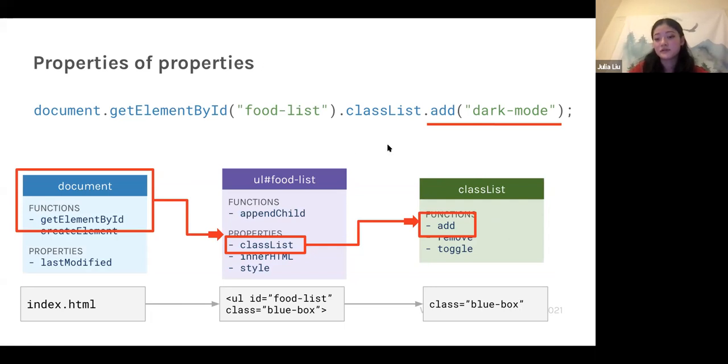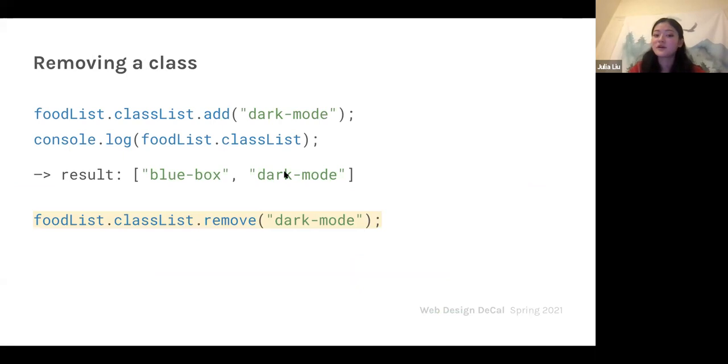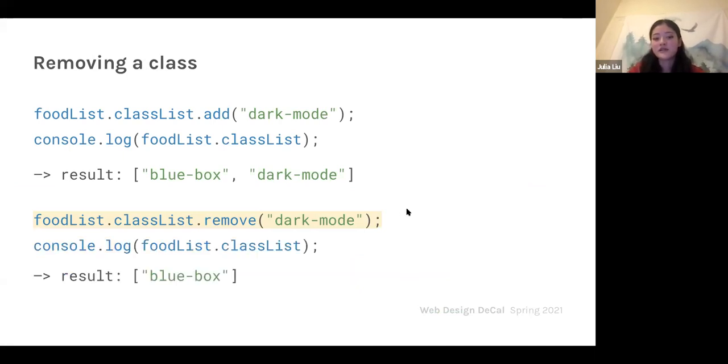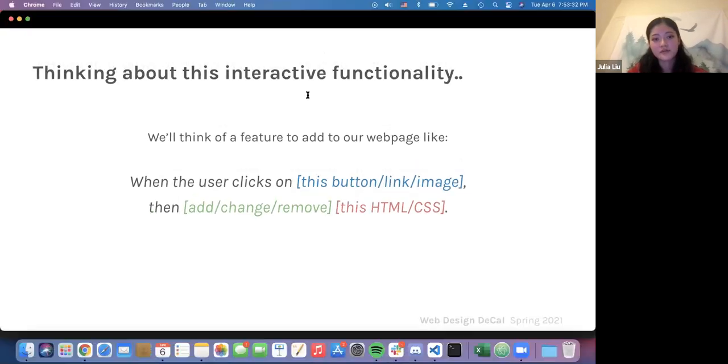You can also use remove and toggle. So for example, if you want to remove this dark mode class, you can just call remove, and that will take it out of this class list array. And so now it'll go back to only having the blue box class. Okay, now I'll try to show how this works in the browser.